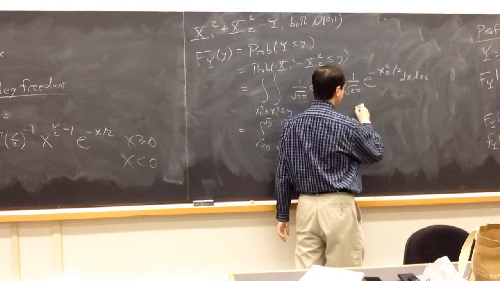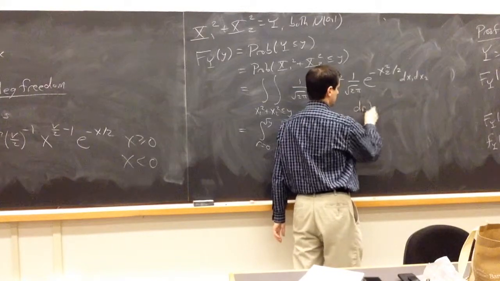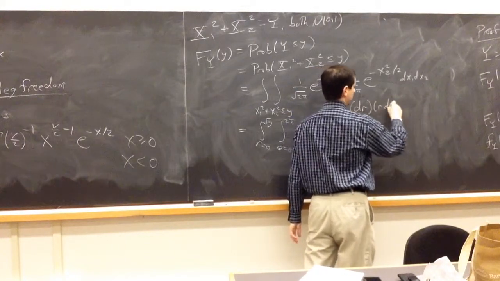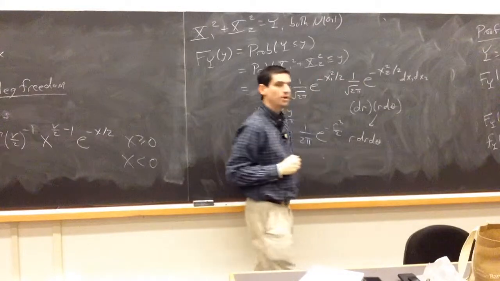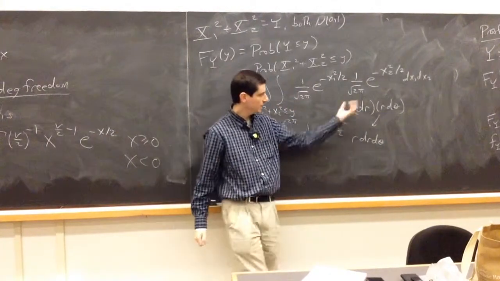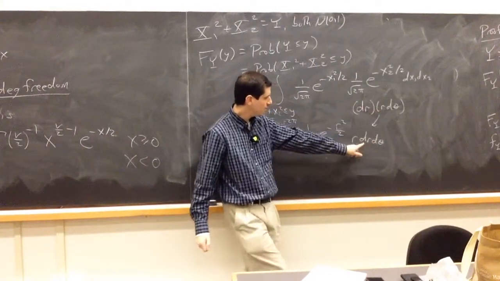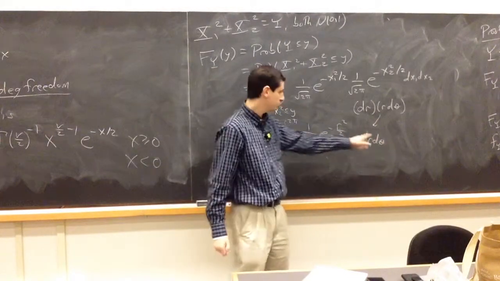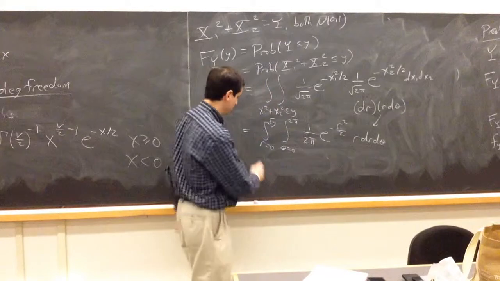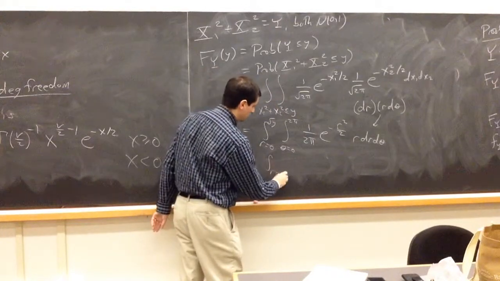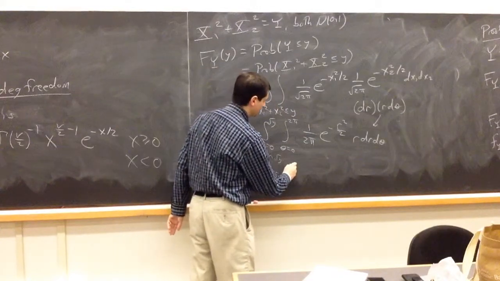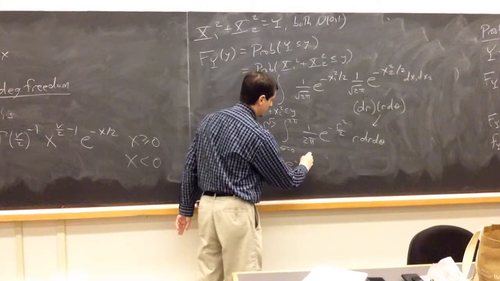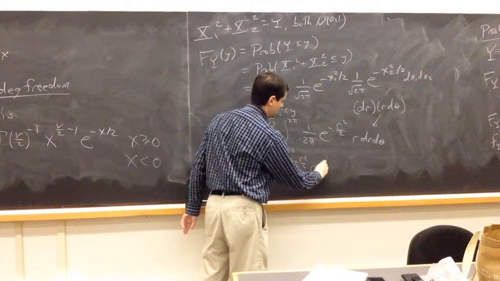A better way of viewing this is it's dr times r d theta. We'll talk in a moment as to why that's a better way of doing it for higher dimensions. But now when we do this integral, the theta integral is going to be no problem. The theta integral is going to give 2 pi, which will cancel with this. And then we have the integral r goes from 0 to square root of y, e to the negative r squared over 2 r dr.